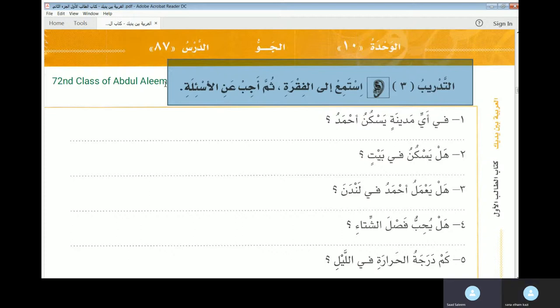So Ahmed lives with his family in a small apartment. أسرتي هي his family. Okay. Ahmed lives with his family in a small apartment.